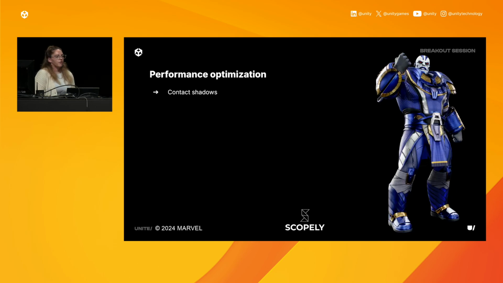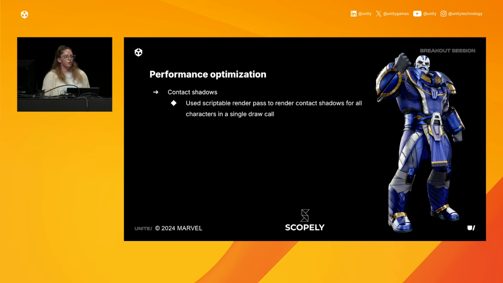In addition, we refactored our contact shadow implementation to use a custom render pass. And so for that, we were able to get all of the contact shadows for all characters in a combat to draw in a single draw call. In our previous pipeline, each of the contact shadows was a different draw call, so hip, right foot, left foot. So we reduced it for a standard 5v5 combat. There were approximately 33 draw calls to render the hip and feet shadows, and we reduced that to a single draw call.